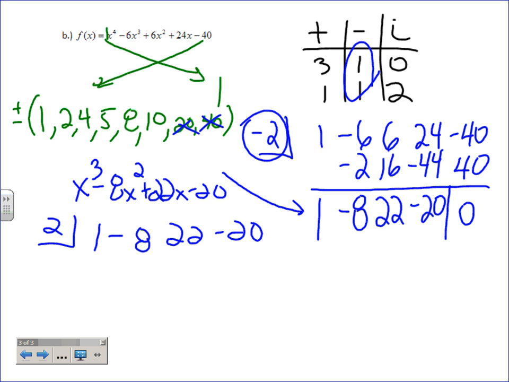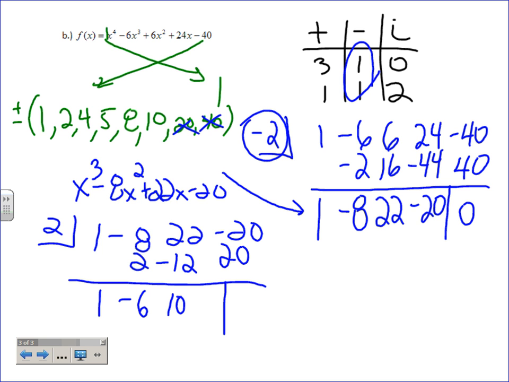Do you have to do it this way? No. You can still do it the synthetic substitution way, but you might like what happens at the end here, and it kind of helps you speed things up. So we got what? 2, -6, -12, 10, 20, 0. So apparently the other side of the room was correct. That +2 works. The only problem is, do we know which row we're talking about yet?